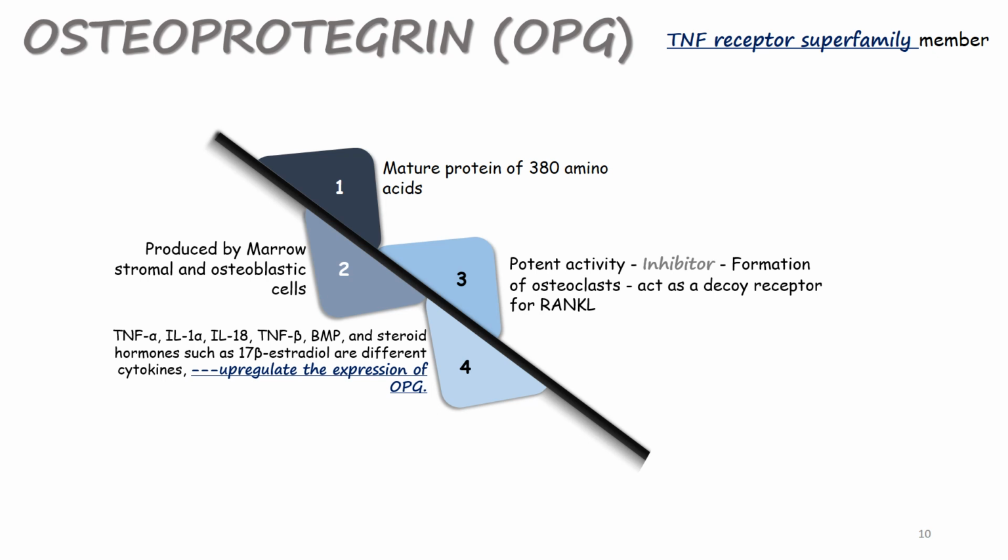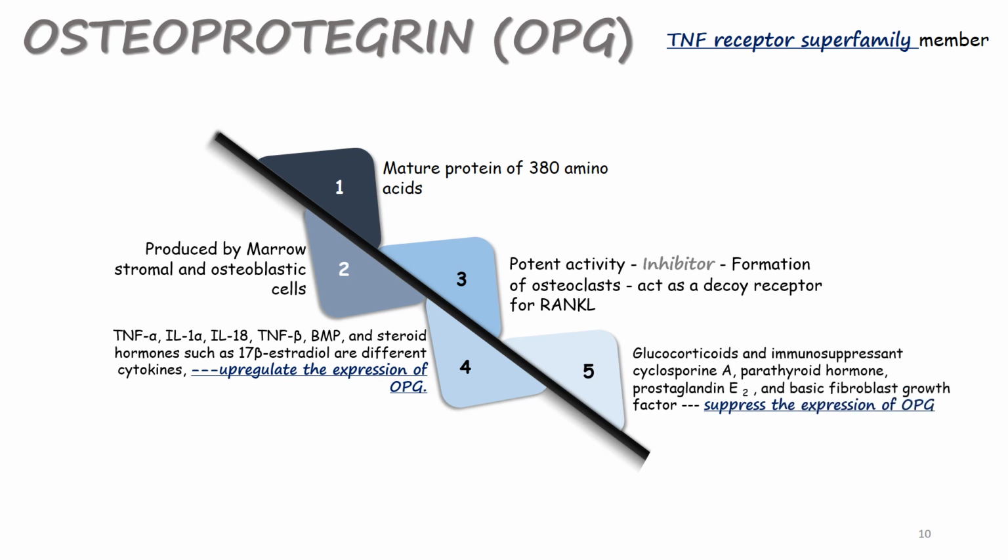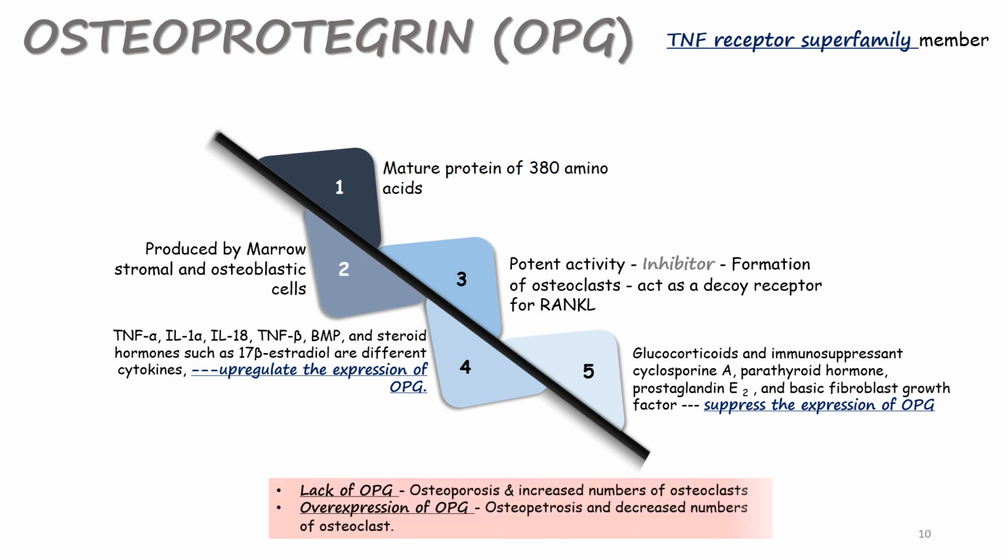Few factors such as TNF alpha, interleukin 1, TNF beta, bone morphogenic protein and few steroid hormones upregulate the expression of OPG, while glucocorticoids, immunosuppressant drugs, parathyroid hormone, prostaglandin E2 suppress the expression of OPG. The important point here to note is when there is lack of OPG, osteoporosis is seen and there is increased number of osteoclasts, while overexpression of OPG results in osteopetrosis and decreased number of osteoclasts.